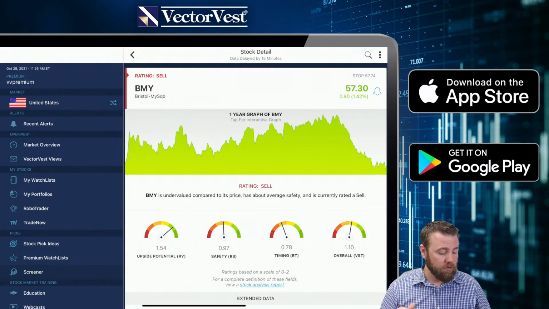BMY. Great long-term potential. A little bit more risk associated with it, though. You're in a steady decline, so right now is not the time to be long in it. Overall, still a good stock because of that long-term potential, but just not the right timing for it.